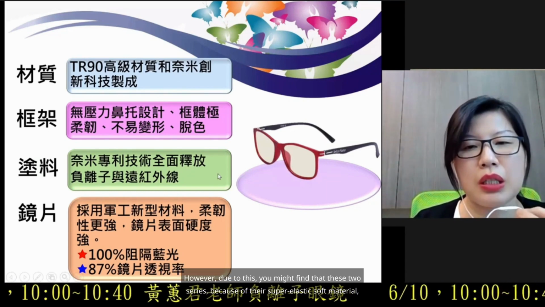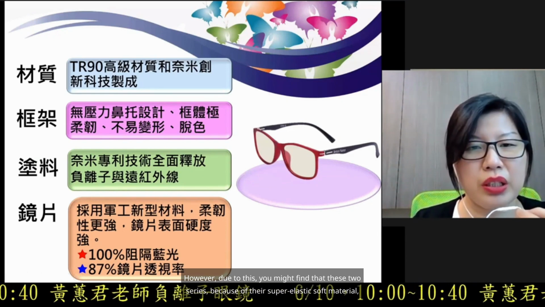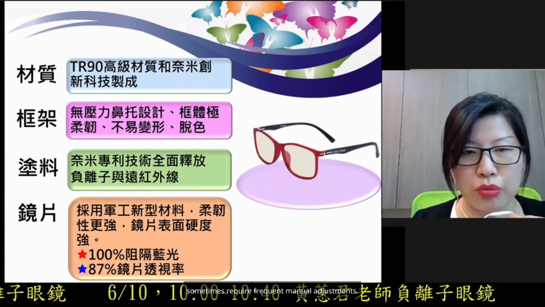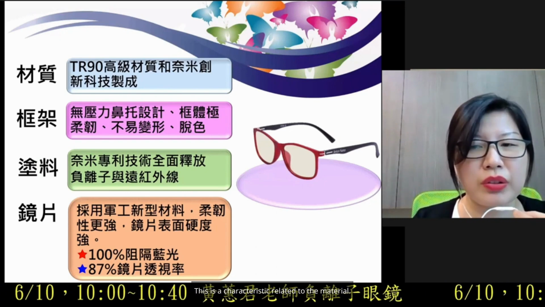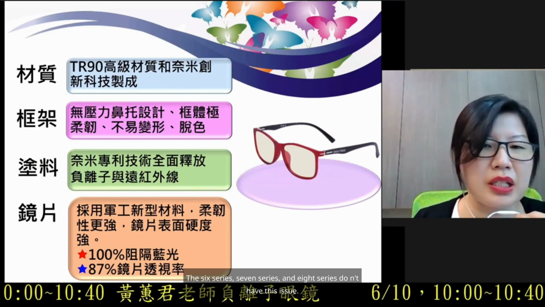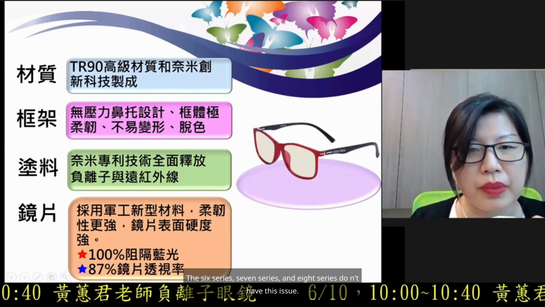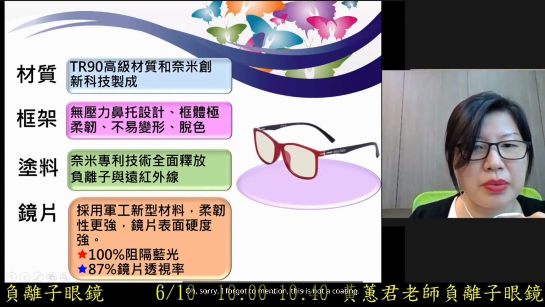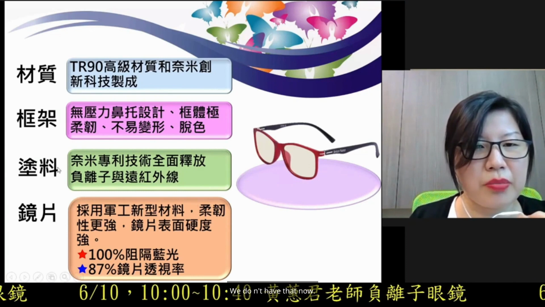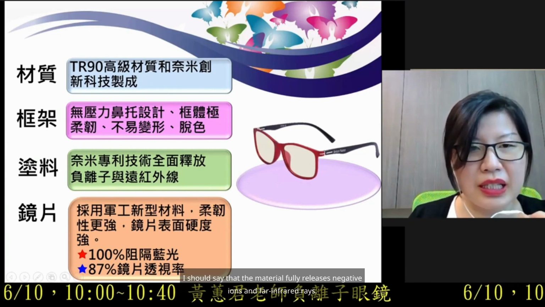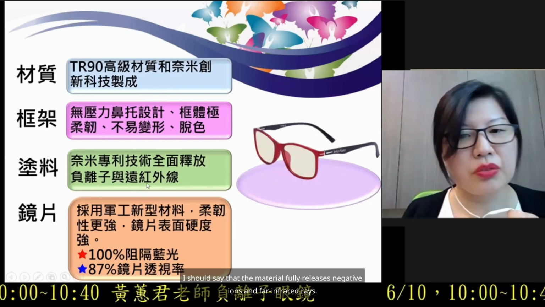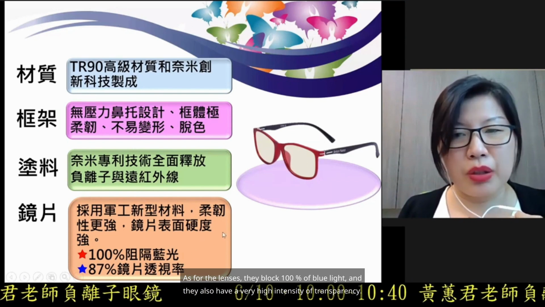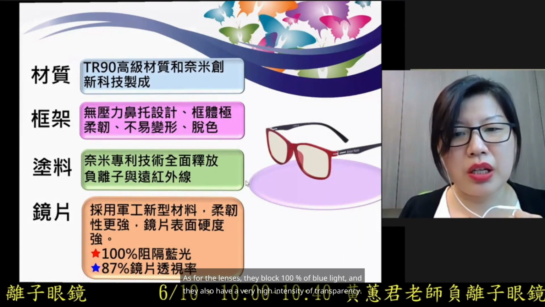However, due to this, you might find that these two series, because of their super elastic soft material, sometimes require frequent manual adjustments. This is a characteristic related to the material. The 6 series, 7 series, and 8 series don't have this issue. Okay, I also want to mention something about its lenses. Oh, sorry, I forgot to mention. This is not a coating. We don't have that now. I should say that the material fully releases negative ions and far infrared rays. As for the lenses, they block 100% of blue light, and they also have a very high intensity of transparency.